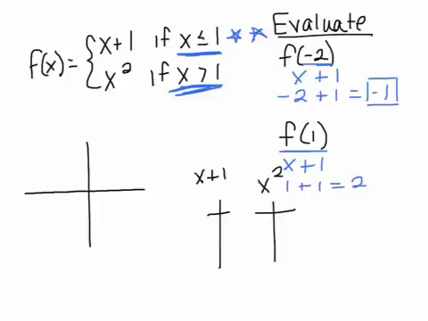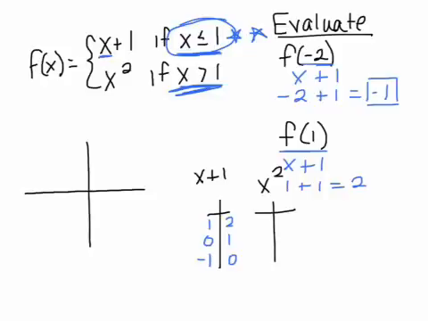So the first one, I'm going to look at this domain. X is less than or equal to 1. So I'm going to start with 1 and numbers less than it: 0, -1. When I plug in a 1 there, I get 2. When I plug in a 0, I get 1. When I plug in a -1, I get 0.